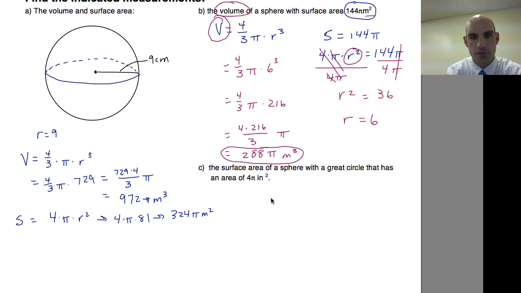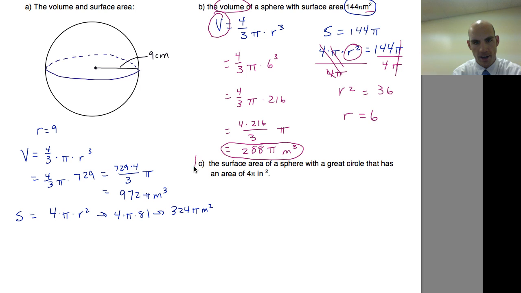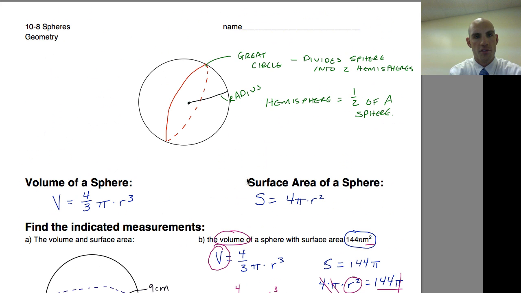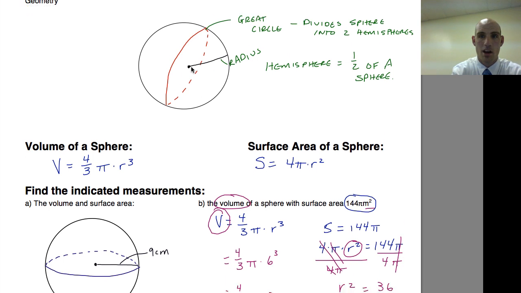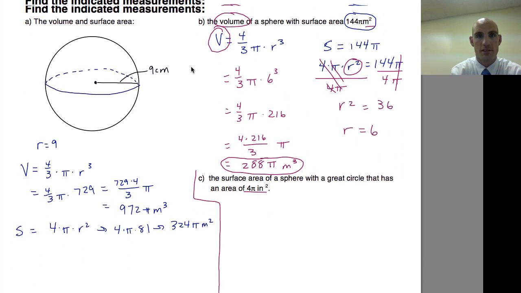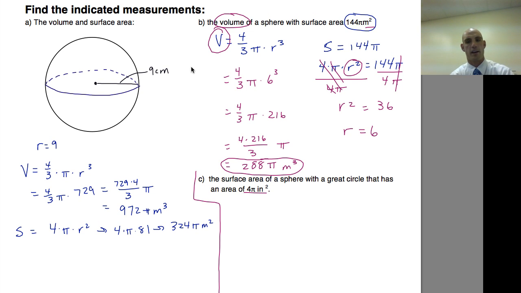Okay, so let's see if we can do C and what we get. The surface area of a sphere with a great circle that has an area of 4 pi inches squared. Well, if you remember the great circle here, the great circle is the circumference of the middle of that thing. Okay, so if I have the area of it, remember the great circle is a measurement that's based on the radius. Okay, so the great circle goes around the middle of that sphere. And so if I can find the radius of the great circle, that's the radius of the sphere, because it goes around the middle.